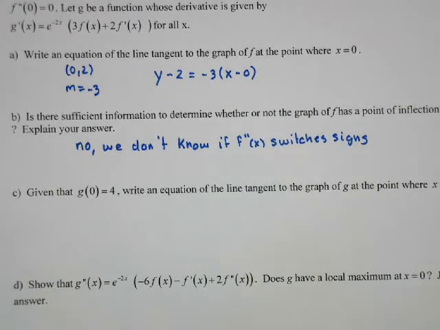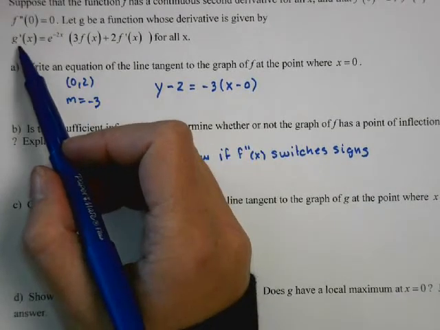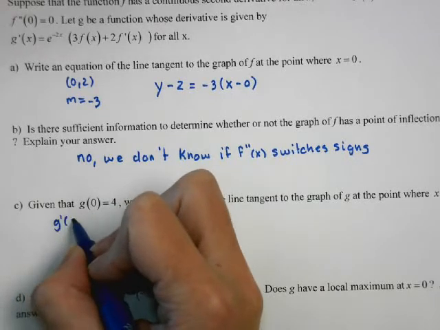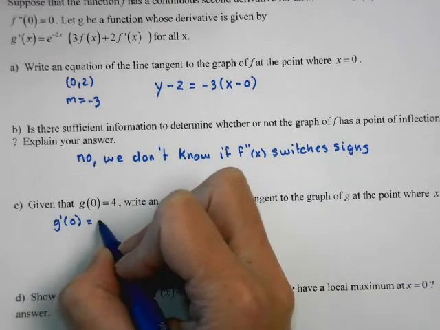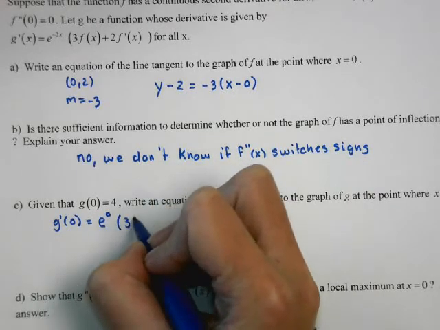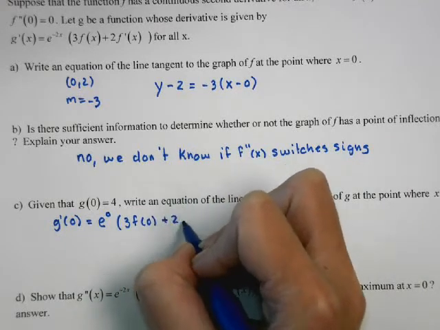Okay, given that g of 0 is 4, write an equation for the tangent line of g where x is 0. So we have our point. Next thing we need is our slope. This function here is the derivative. So g prime of 0 is going to equal e to the negative 2 times 0, so that'll just be e to the 0, times 3f of 0 plus 2f prime of 0. So e to the 0 is just 1.